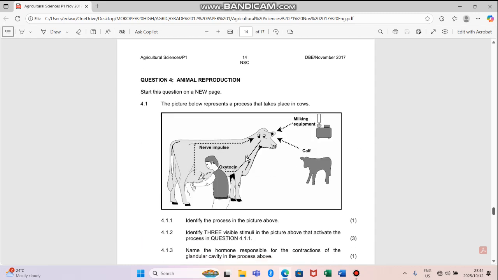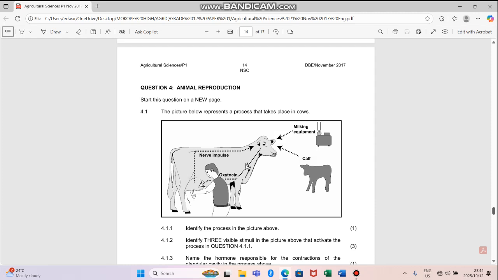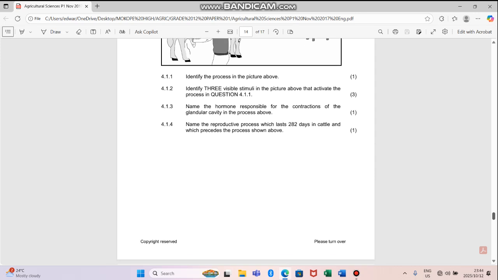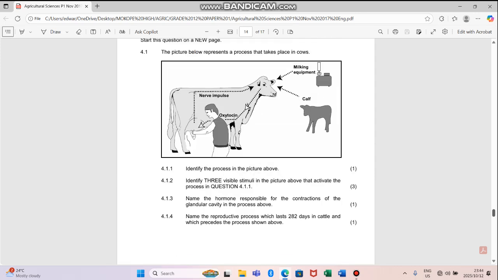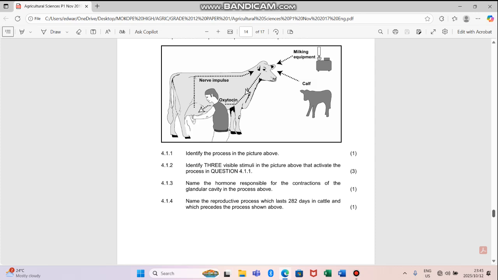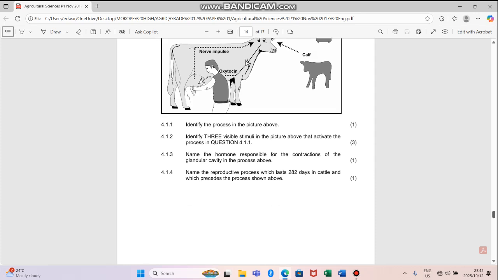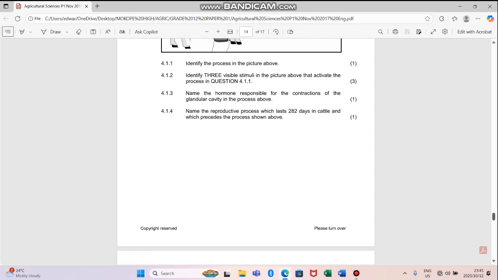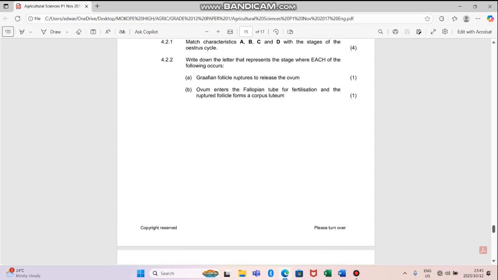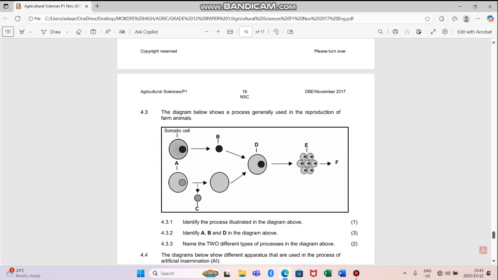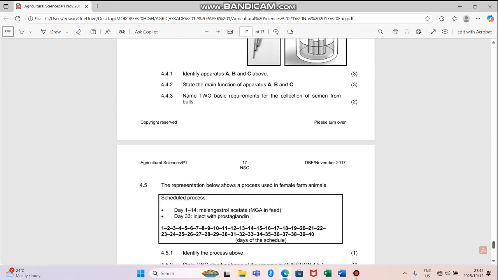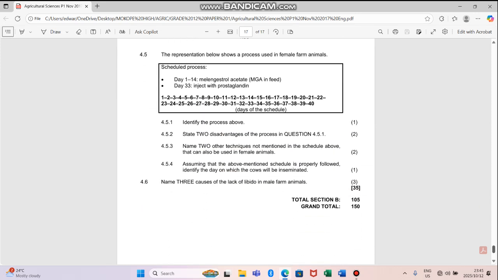And question 4, which will be the last question, we'll be looking at animal reproduction, where we'll look at how animals are reproduced, how they mate, to fertilization and birth, some of the problems that are associated with birth. And we'll be looking at other technicalities such as artificial insemination, embryo transfer, embryo flushing, and all of that. So that is basically what you'll be looking at.